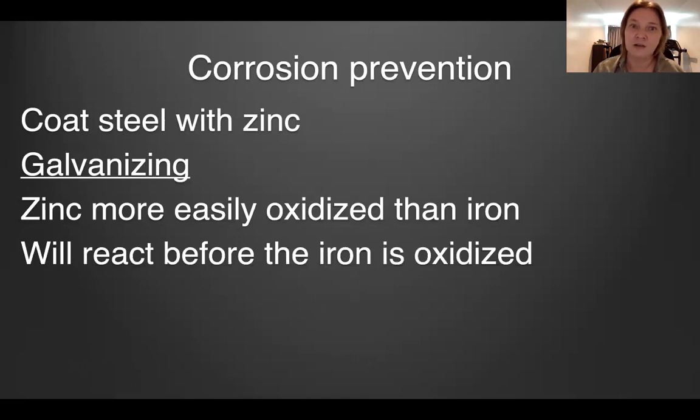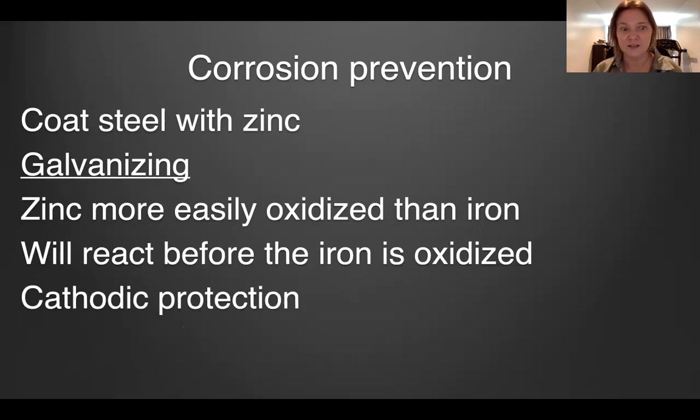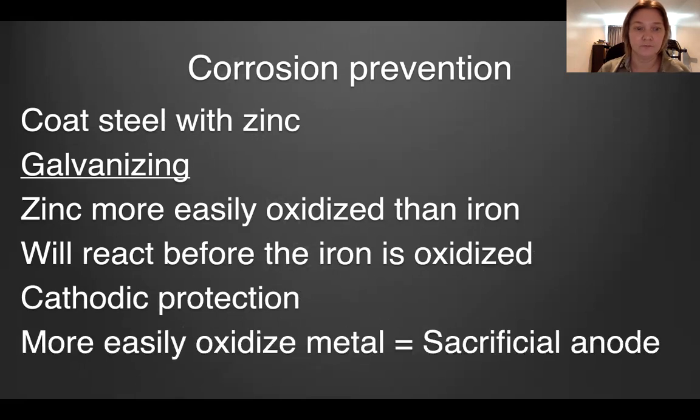So if we coat our steel, which has iron in it, steel is an alloy of iron, which means that it's iron mixed with other elements. I do believe carbon is part of it, but I don't remember everything that makes up steel. But if we coat it with zinc, that means that the zinc is oxidized before the iron starts to oxidize and before rust is formed, and this is called cathodic protection. So the more easily oxidized metal we call the sacrificial anode, which is in this case the zinc.